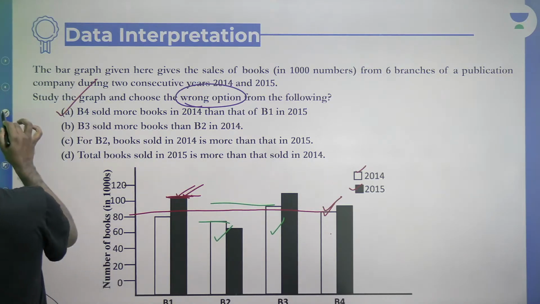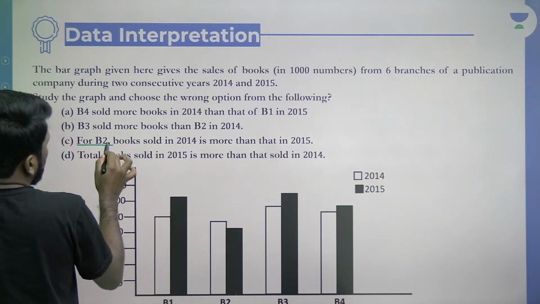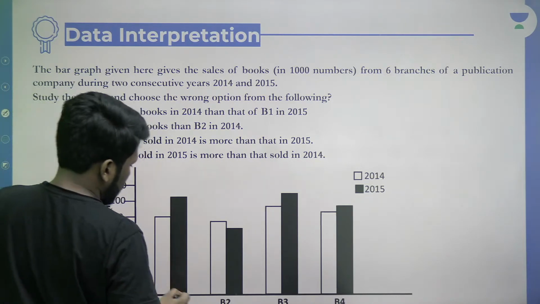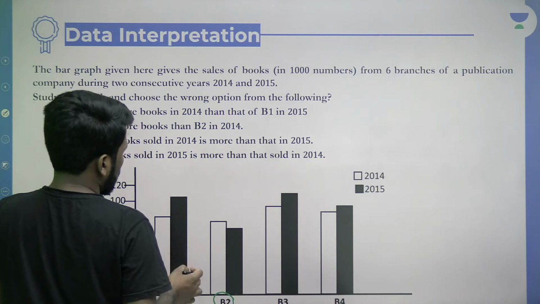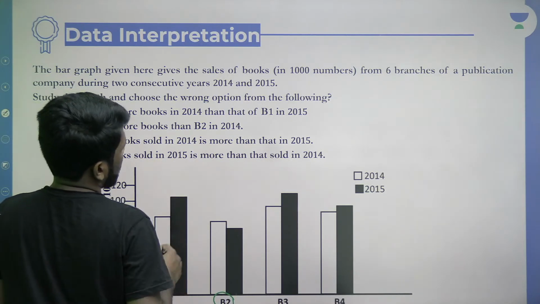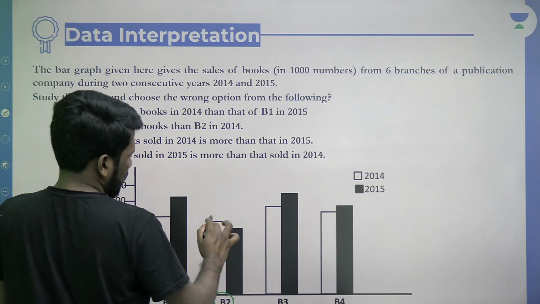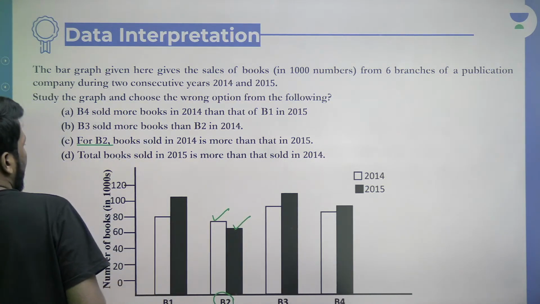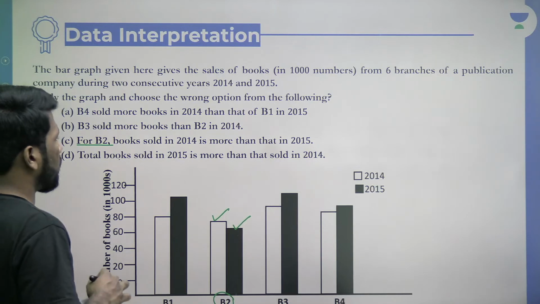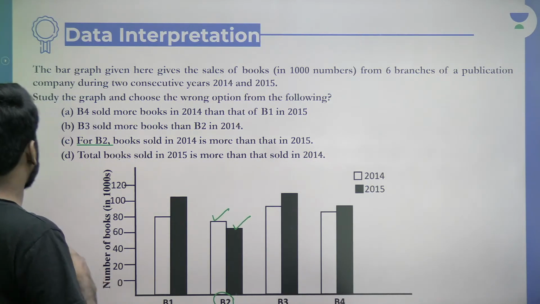For B2, third option. For B2, books sold in 2014 is more than that of 2015. Yes, 2014 is more than 2015 for B2. That is also correct.